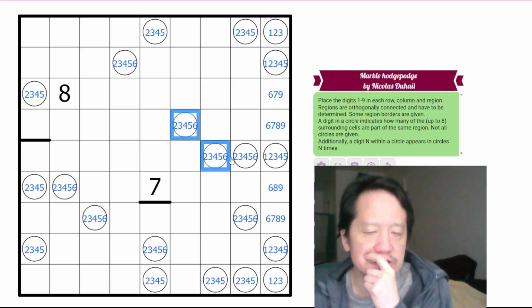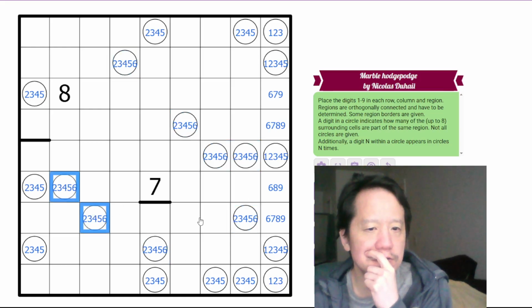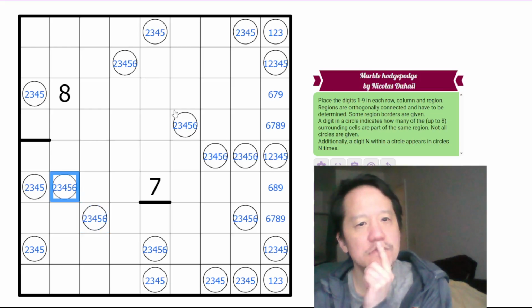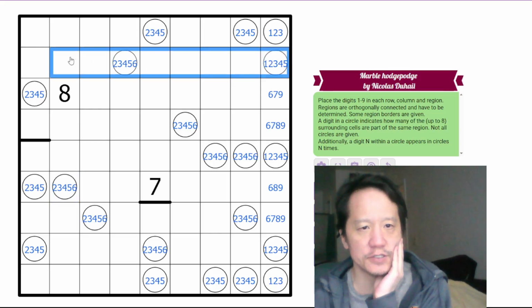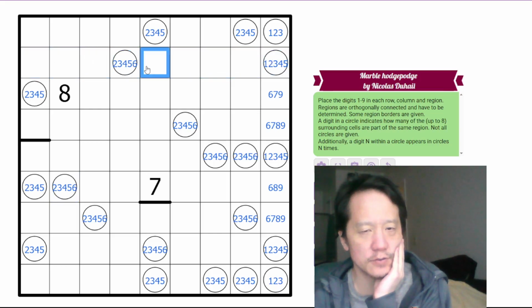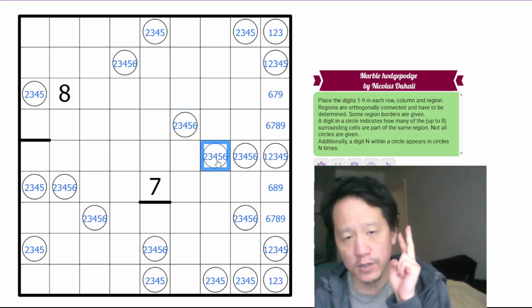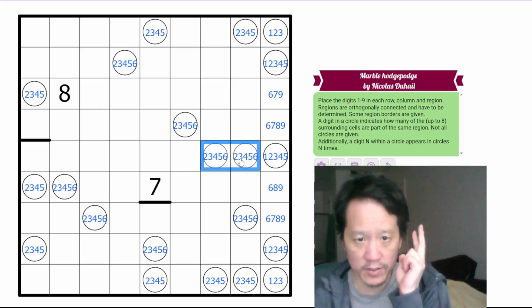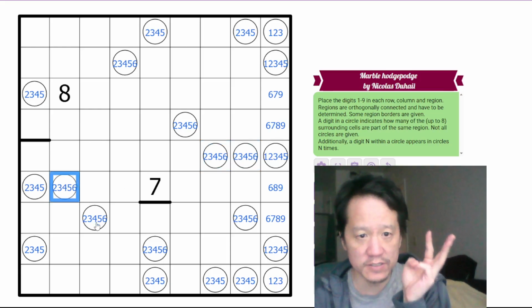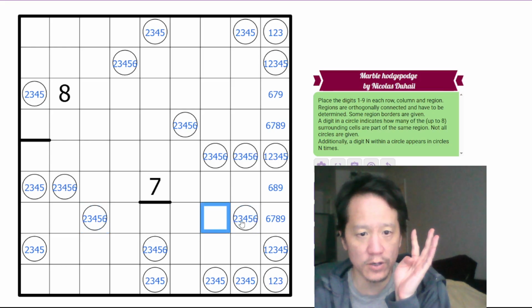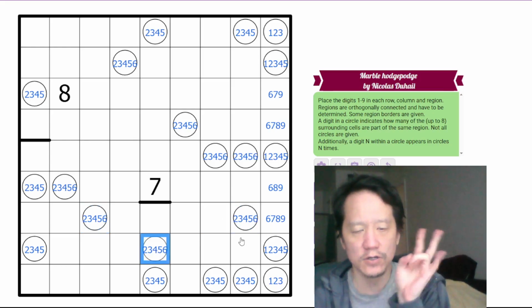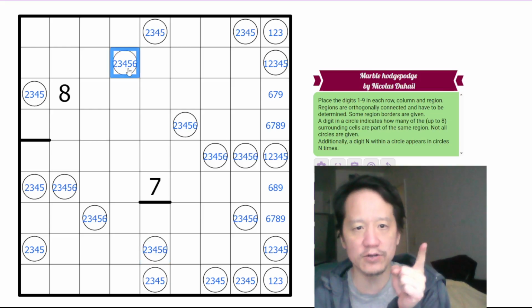6 has to be 6 out of these 7. Okay. Where are the 6's in these circles? One of the sixes can be here. One of the sixes can be here. One of the sixes has to be here. That's 3. One of the sixes is here. One of the sixes has to be here. And this has to be a 6 here. So this is guaranteed to be a 6.